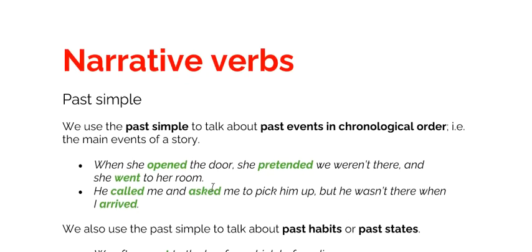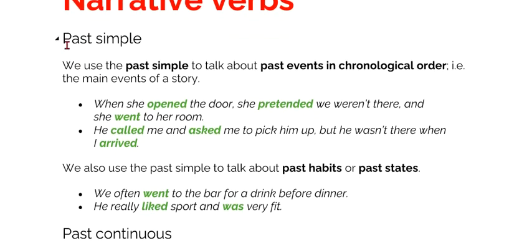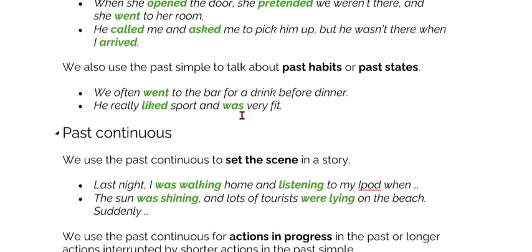So the whole story was about using narrative verbs in the English language to tell stories in the past or to give the account of events in the past. We can use simple past to talk about main events in chronological order, in time order. And it is one of the most important verb tenses that we can use. There are some examples here that you can recheck, everybody.